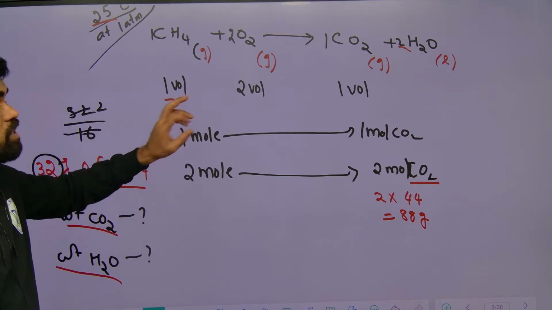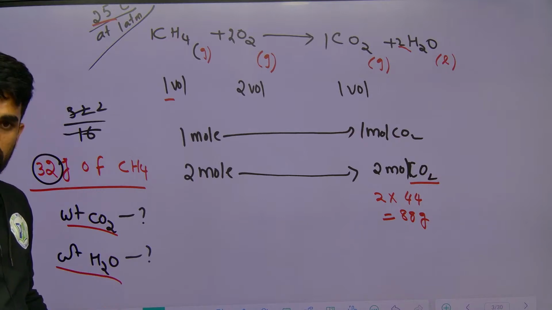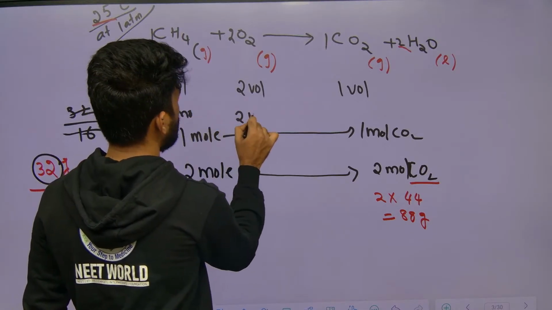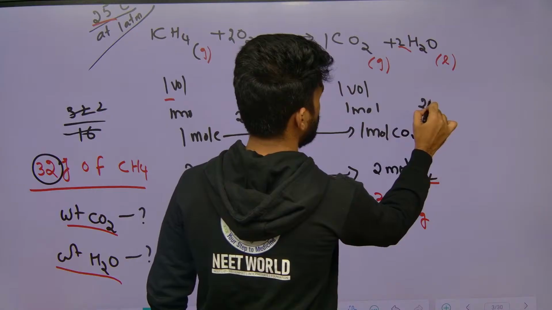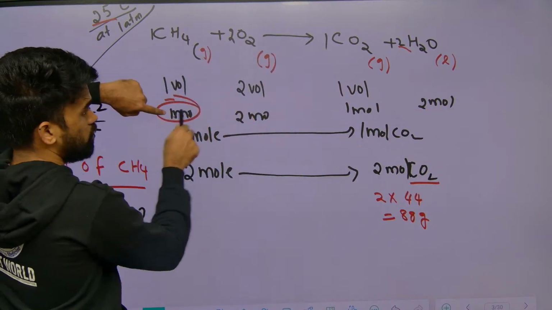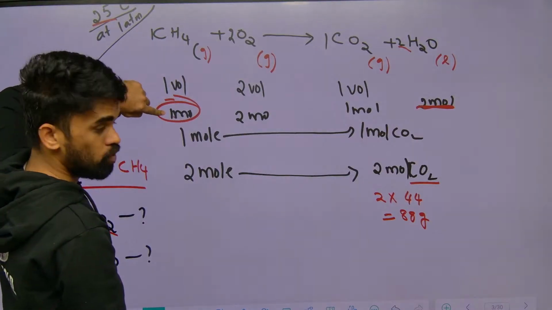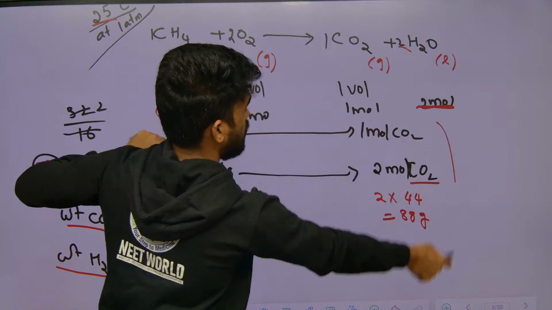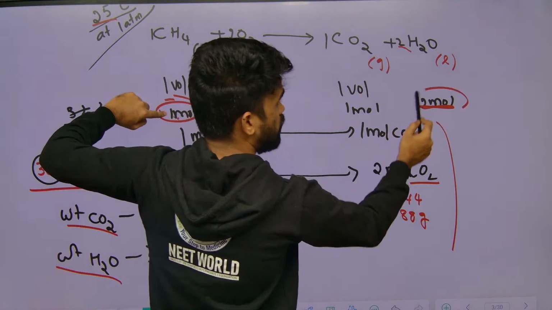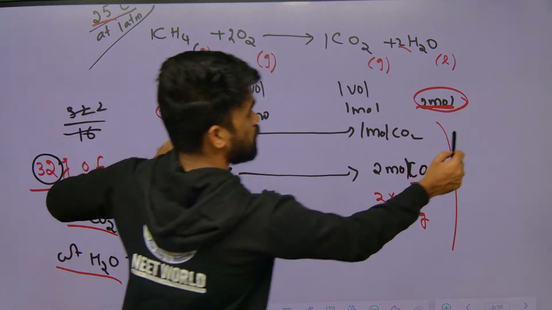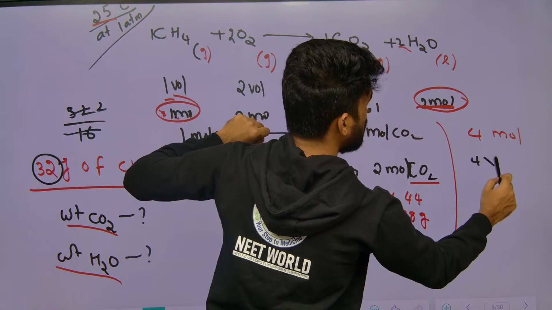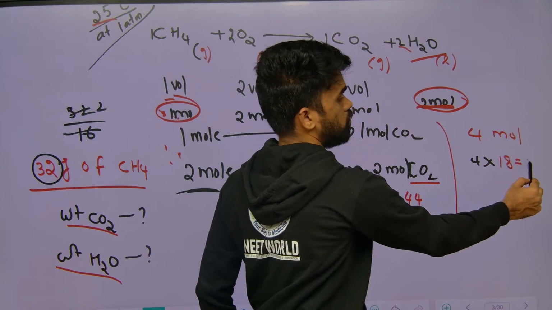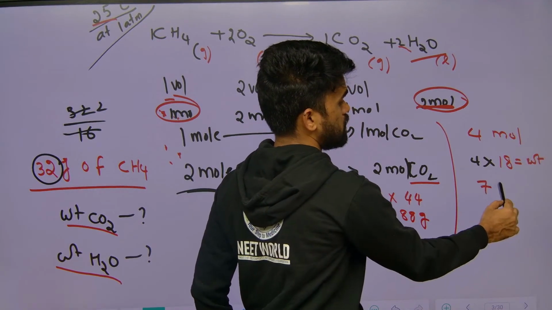Now I am not connecting them with the volumes. I am just asking their weights. So here no worries, you can connect. So you can say 1 mole, 2 mole, 1 mole, 2 mole. For 1 mole of methane we are getting 2 moles of water. Then for 2 moles it should be double. So for 1 mole of methane we are getting 2 moles of water, then for 2 moles of methane we will get 4 moles of water. So 4 into 18, the molar mass. This is the weight of water produced, so it is 72 grams.